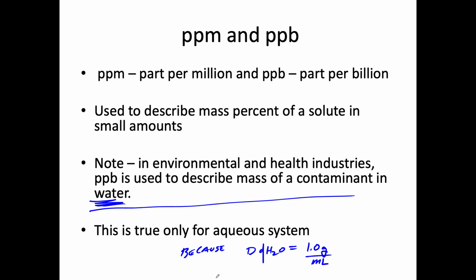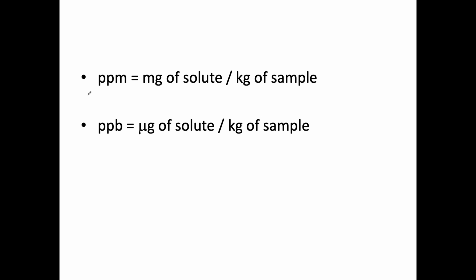So this is why we can use ppm and ppb when we're talking about a mass of a solute dissolved in water. And again, we're talking about very, very small amounts, because ppm is milligram of solute per kilogram of sample, or microgram per gram. And then ppb, part per billion, is microgram of solute per kilogram, or nanogram per gram. So make sure you understand what these definitions mean, because they will pop up in your ALS or something like that. So again, this is going to be important.